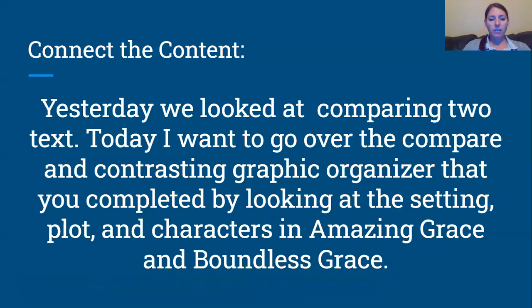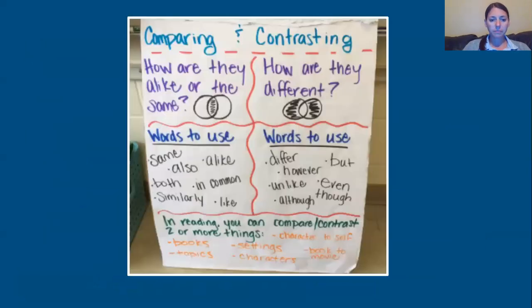Today, I want to go over the comparing and contrasting graphic organizer that you completed by looking at the setting, plot, and characters in Amazing Grace and Boundless Grace. Here is our anchor chart we worked with yesterday for comparing and contrasting. We talked about how they are alike, similar, or the same, and we talked about how they are different.